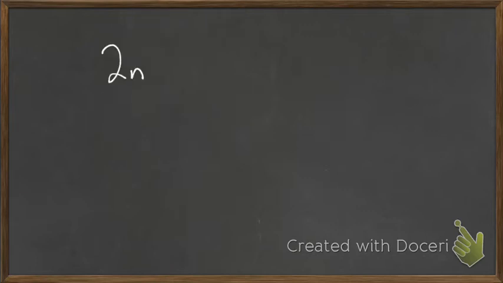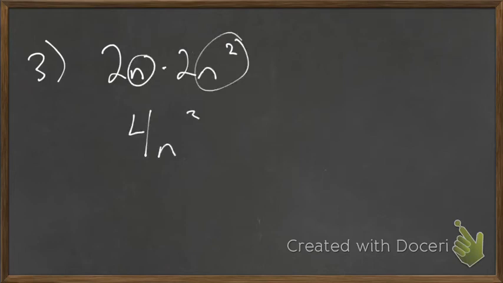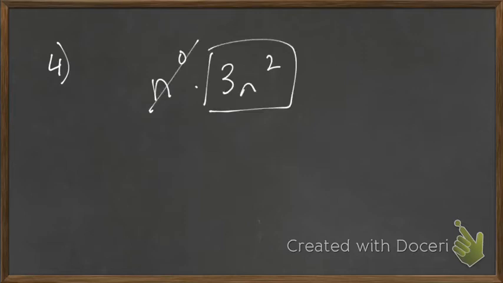Number 3, 2n times 2n squared. I can multiply my 2's to get a 4. And my n times n squared is 3 full factors of n. Number 4, n to the 0 times 3n squared. This is just 1, so my answer is just 3n squared.